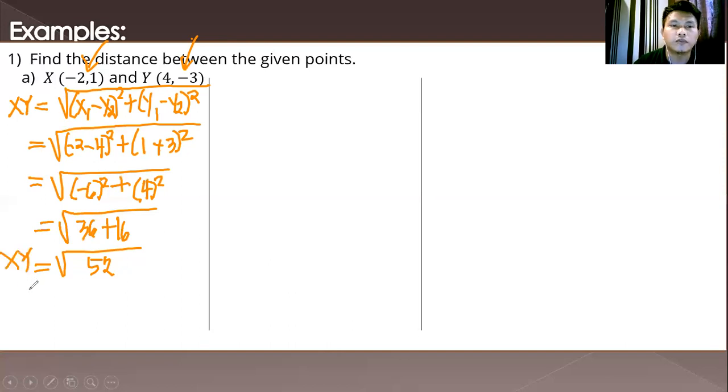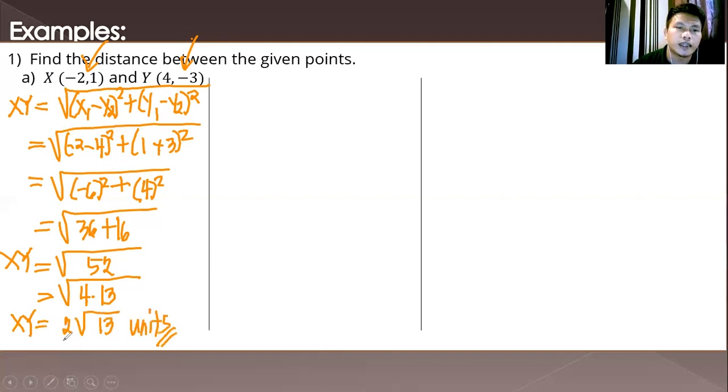But take note that in 52, we can have a perfect square. We can write the square root of 52 as the factors of one of the largest perfect square and the other one is non-perfect square. So we have 52 is the factor of 4 times 13. Okay, so 4 times 13 is 52. Since 4 has the square root, perfect square, so xy would be 2 square root of 13 units. Okay, so we have here, saan nanggaling itong 2? That came from positive 4. The square root of 4 is positive 2.